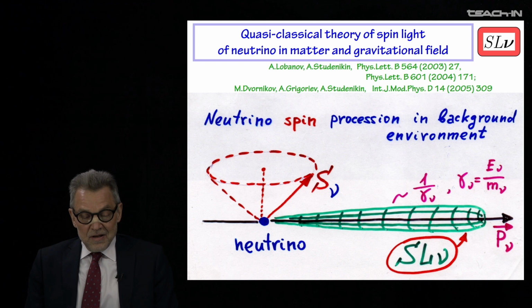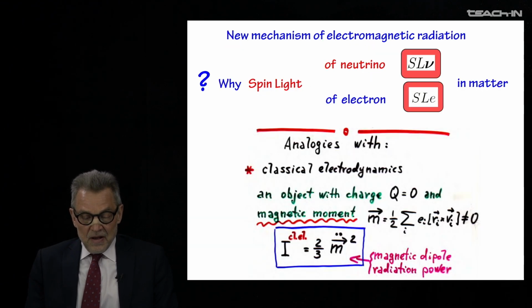And also we consider the possibility of this spin light not only in the presence of background matter, but also we consider other types of backgrounds, and in particular we also calculated the spin light of neutrino in external gravitational fields.